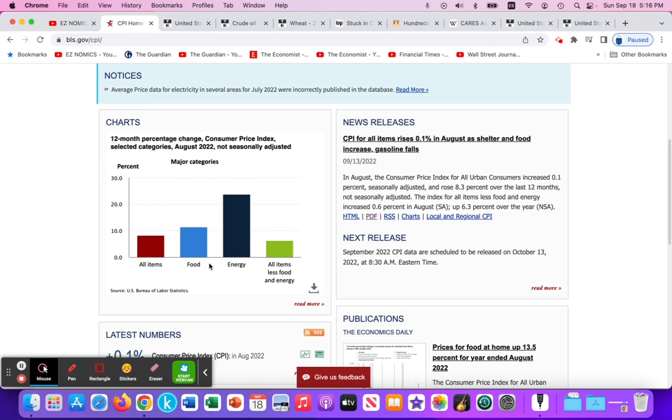If we take out the food and energy prices, these volatile commodity prices, we see that we have the core rate of inflation being about 6%, which is still high. Remember that the Federal Reserve has a target rate of inflation of 2%. So let's dissect how these food and energy prices are rising.